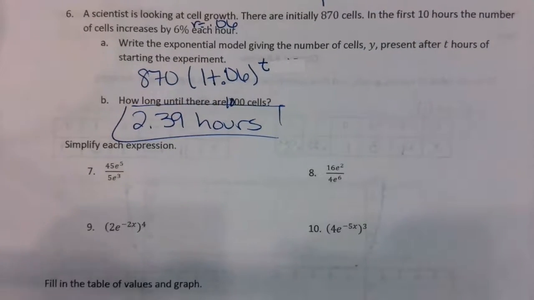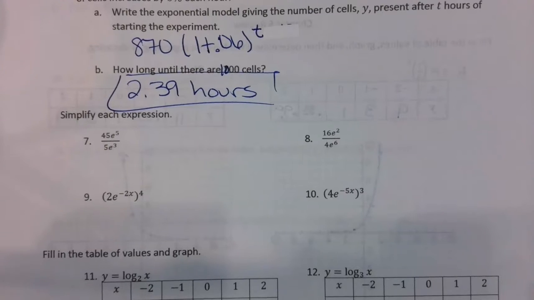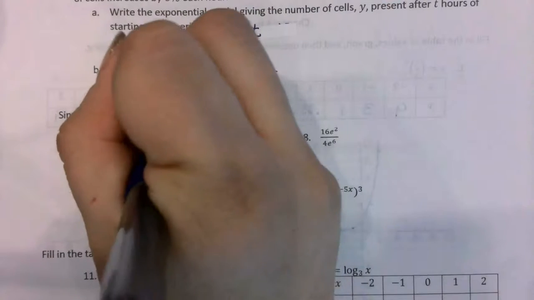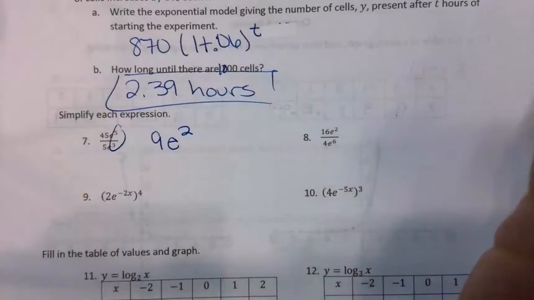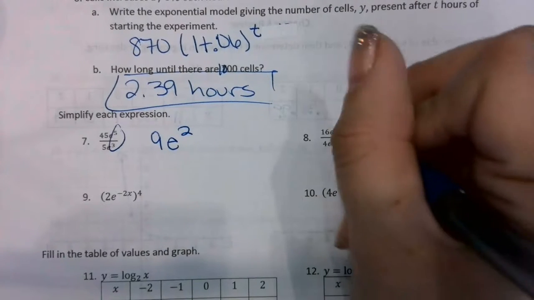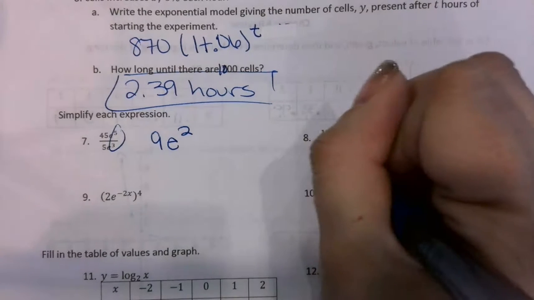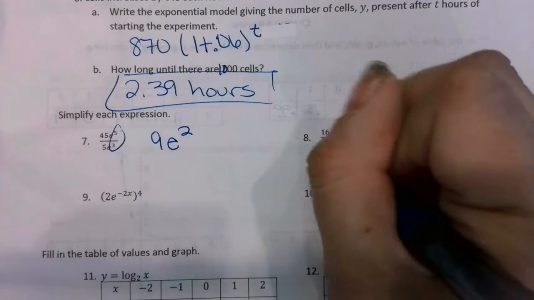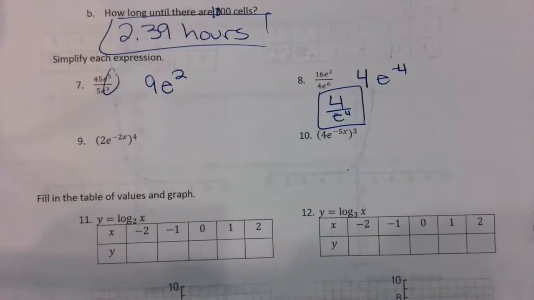Okay. Number 7 through 10 want me to simplify the expression. When it's a fraction, I just divide. It's going to give me 9e squared, because I have to subtract my exponents. Over here, I do 16 divided by 4 to get 4. 2 minus 6 gives me negative 4. This means it should be a fraction, so it's going to be 4 over e to the 4th. When it turns into the fraction, the exponent turns positive again.